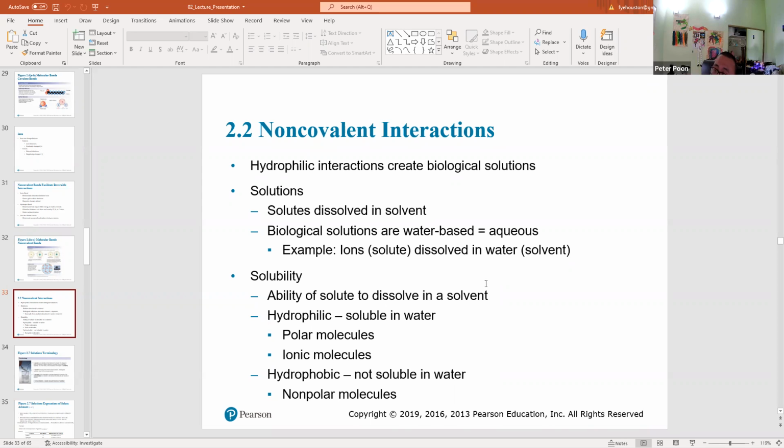Let me rephrase. Solutes that are hydrophilic are going to be very soluble in water. Things that are hydrophobic, non-polar molecules, will not be soluble in water, but they will be soluble in things that are also non-polar, like oils.